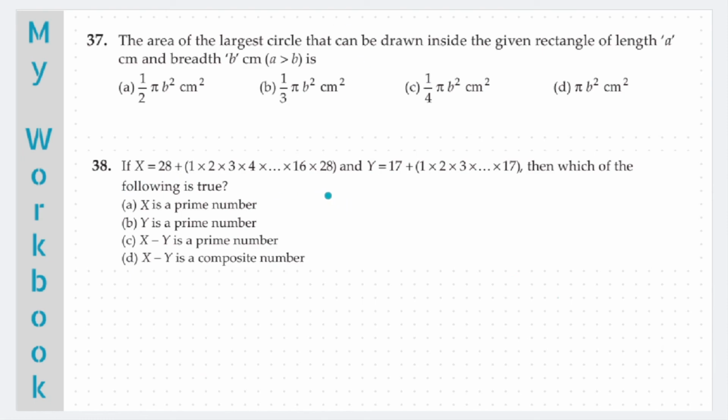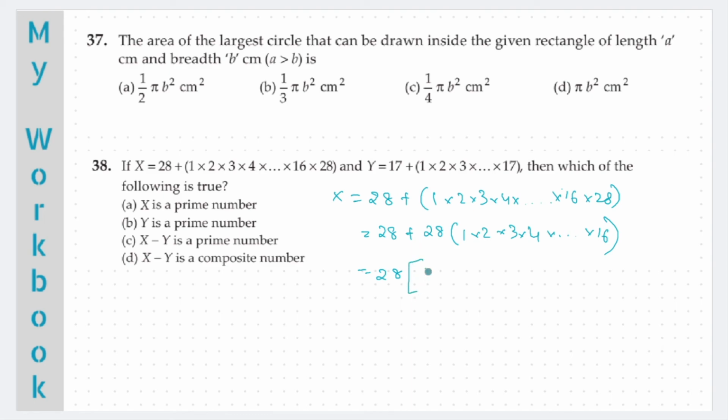In 38th sum, x is given as 28 plus 1 into 2 into 3 into 4 into 16 into 28. Let's write it in a different form. Let's take 28 out of the brackets. We'll have 1 into 2 into 3 into 4 into 16. Now for both the terms 28 is common. So this is x. From this we can say that x is composite.